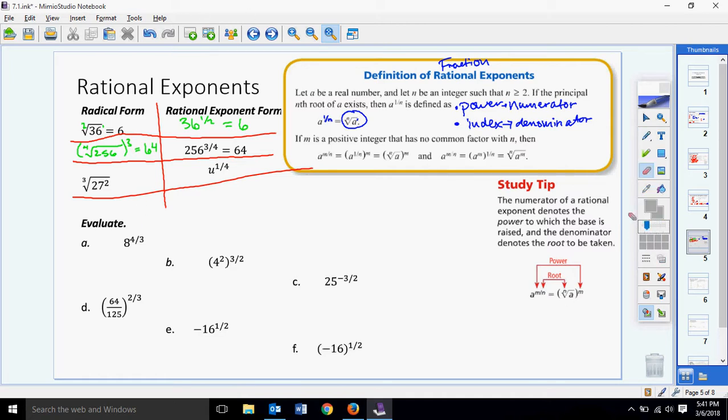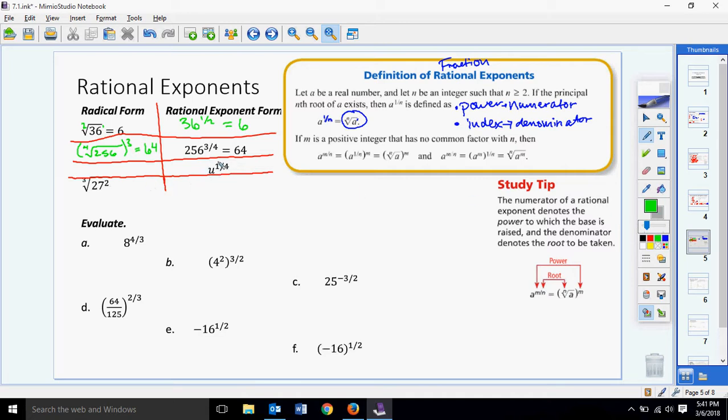And I messed up on my lines here. Let me fix this. Kind of skinny, gotta write small.